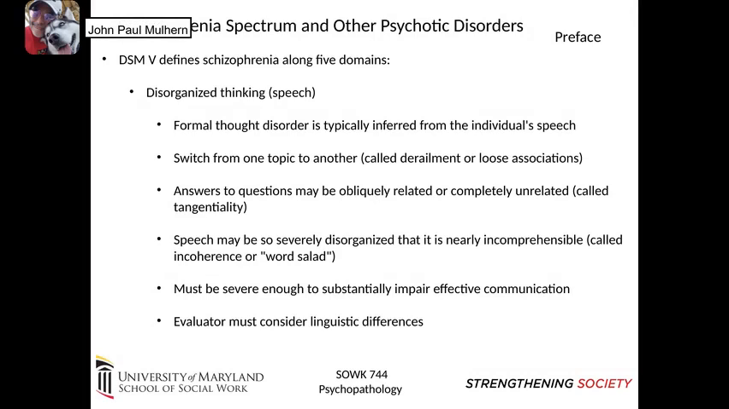Okay, so disorganized thinking, and I wrote it this way because this is how the authors wrote it in the DSM: disorganized thinking is most commonly manifested through speech, typically inferred through an individual's speech. So what does that look like? Switching from one topic to another, also called derailment or loose associations, not being able to stay on one topic. Answering questions with responses that are only semi-related or completely unrelated, also called tangential.